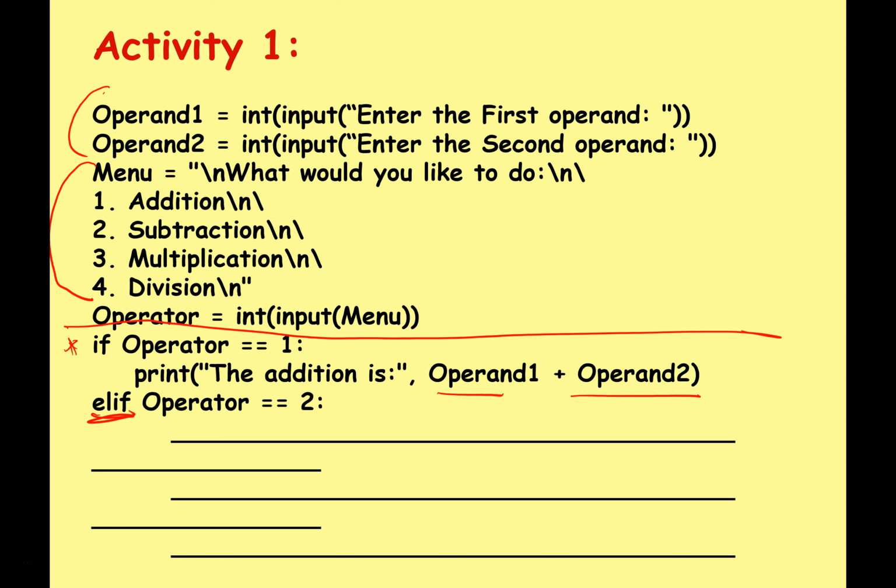Option number 2 is going to be a subtraction. It's going to be very similar to what we've done before, except obviously we're not going to be doing an add there. We're going to be doing a subtract. And then for multiplication, it'll be multiplying. Dividing, it'll be division. Have a go, get it working.